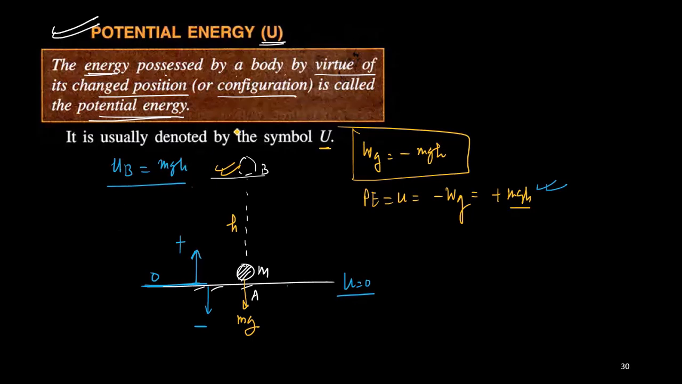That means you have to change the position. If I remain on the ground itself, that means I am not changing my position, and then there is no potential. Once I change the position, then the potential will be there. So potential can be positive, can be negative, can be zero also. And this potential is known as the gravitational potential.